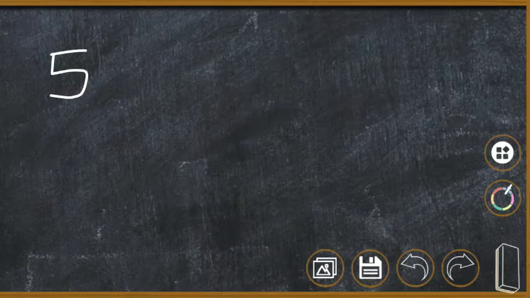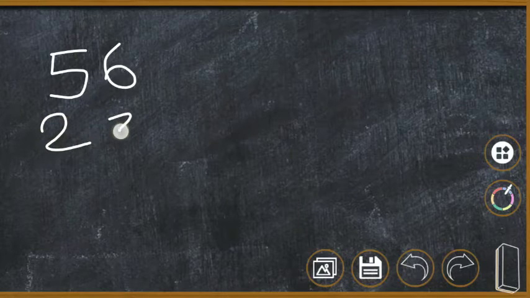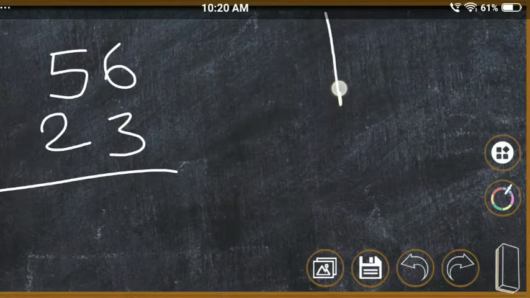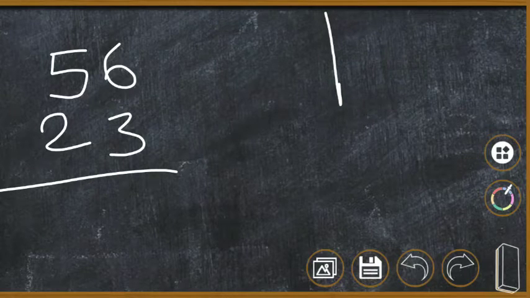Now 56 plus 23. How to do this addition? Okay, 6 plus 3. 6 is in your mind. Take 3 fingers. 7, 8, 9.